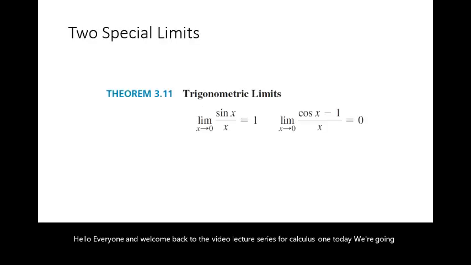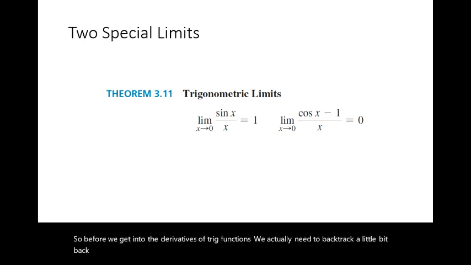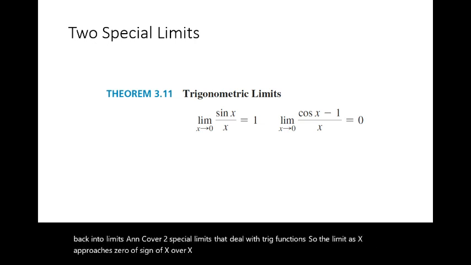Before we get into the derivatives of trig functions, we actually need to backtrack a little bit into limits and cover two special limits that deal with trig functions. The limit as x approaches 0 of sine of x over x is equal to 1. And the limit as x approaches 0 of cosine x minus 1 over x is equal to 0.